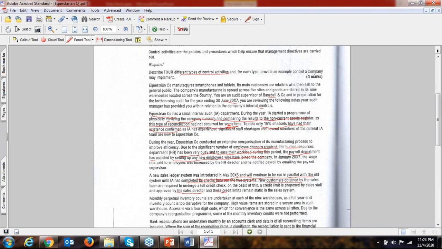And these credit limits remain static in the sales system. This means if a new customer is obtained, the sales department will verify their credit limits and decide the credit limits, but they will not change according to time. It means after 5 years or 10 years, the credit limits remain static. That's the deficiency in the system.